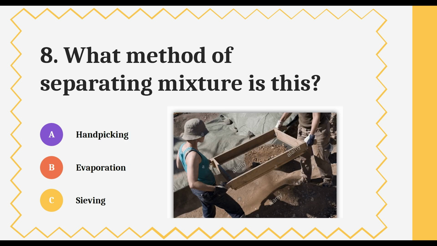Number 8. What method of separating mixture is this? A. Hand picking. B. Evaporation. C. Sieving. The answer for this number is C. Sieving.